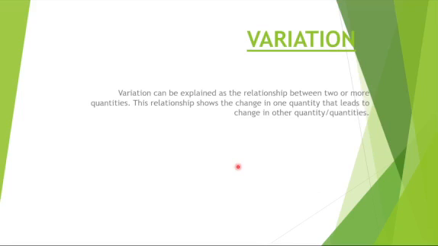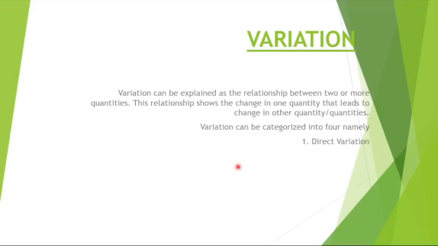The first thing we want to do here is to define variation. And what is variation? Variation can be explained as a relationship between two or more quantities. Now, when we are talking about quantities, we are talking about things that you can count, you can measure, you can put measurement to. For example, your age, money, weight, length, and things like that. This relationship shows the change in one quantity that leads to change in other quantity or quantities, as the case may be.